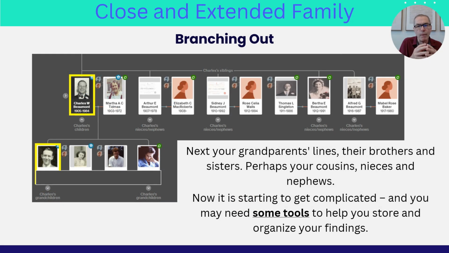And here is where we start branching out. So now we've done our immediate family, we can do our close and extended family. Your grandparents' lines, their brothers and sisters, your cousins, nieces and nephews. So they need to be done with the same great care as you would do for your immediate family. Again, we're interviewing people, looking at artifacts. Now, this will start getting very complicated very quickly. You'll have now quite a number of people in your tree.